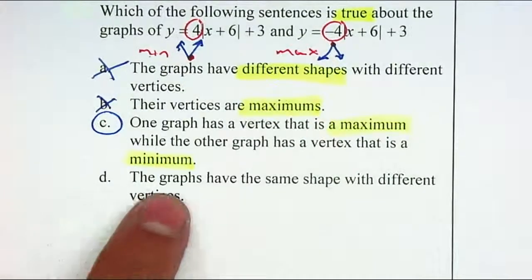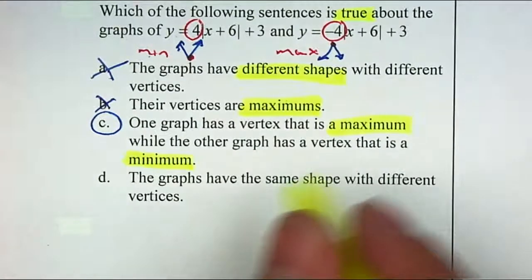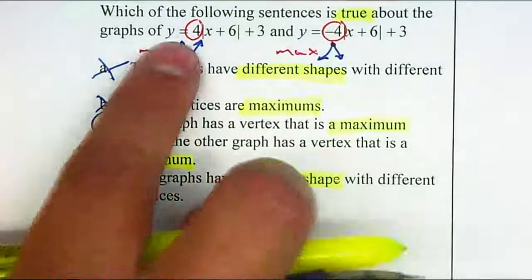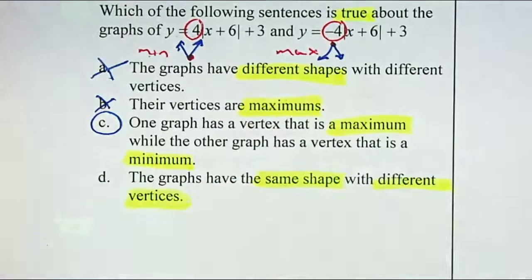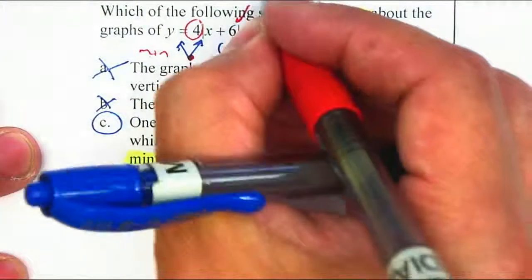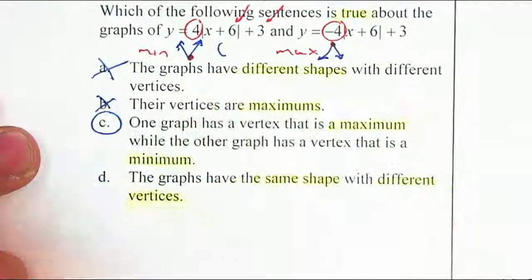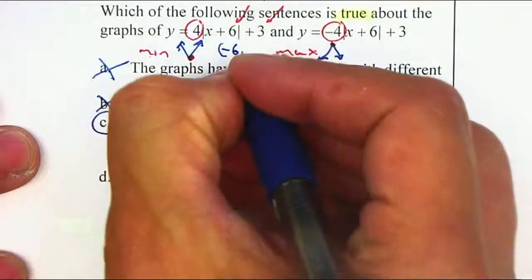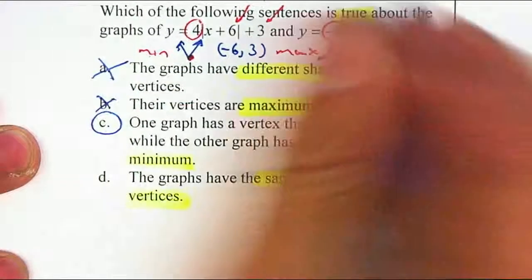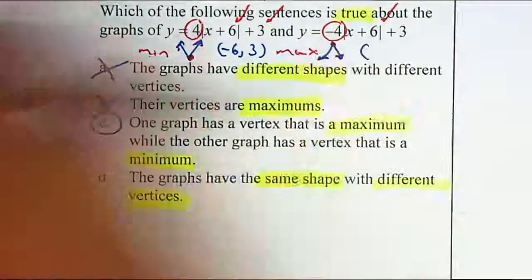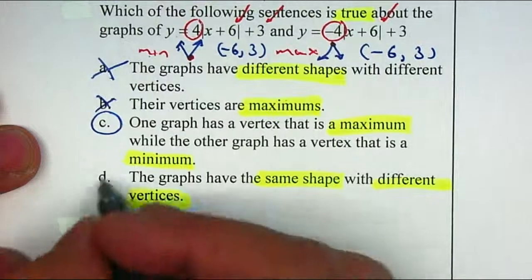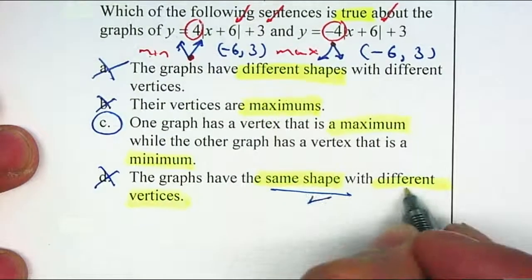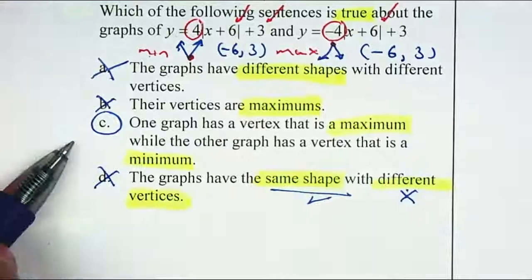Now for letter D, it says the graphs have the same shape. They do have the same shape. They both have a 4, but do they have different vertices? So we need to compare the vertices. The vertex in this is, remember, that H is the opposite. This K is the same. So therefore this is negative 6, comma 3. On this one it is negative 6, comma 3 as well. So do they have different vertices? No. They do have the same shape, but they do not have different vertices. Your answer is letter C.